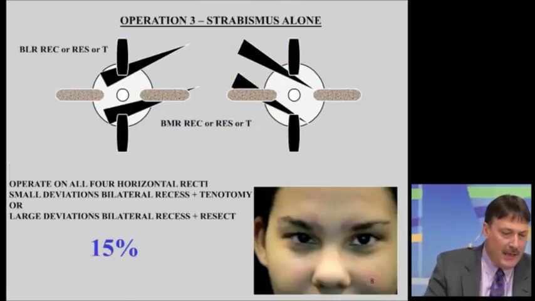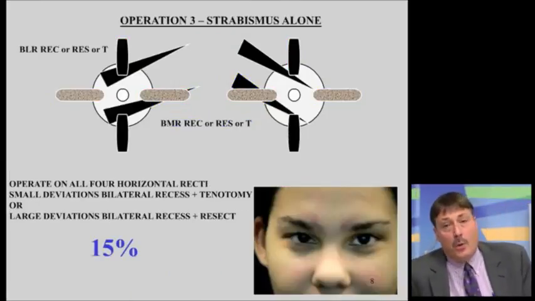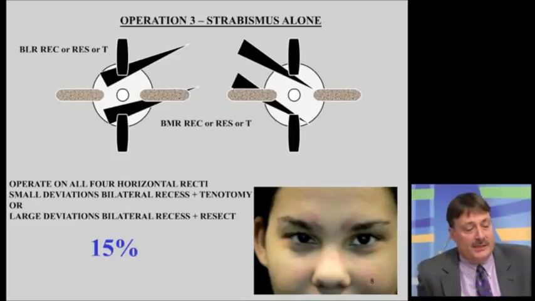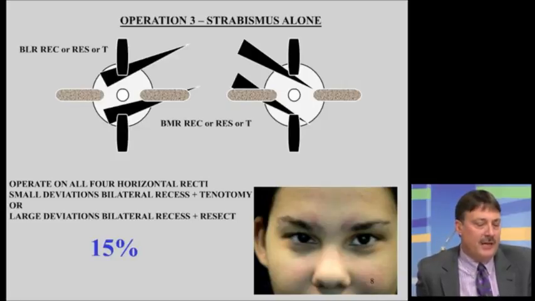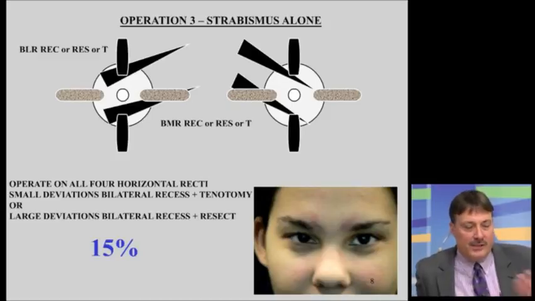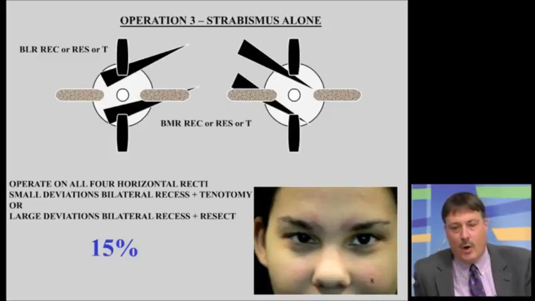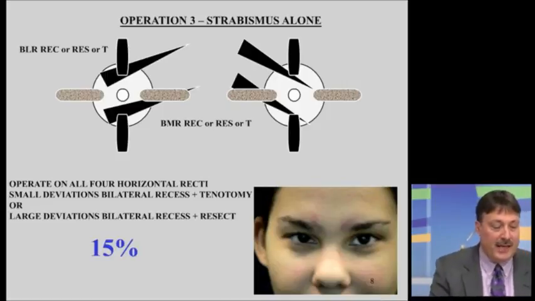Third most common is strabismus alone. So straight head, strabismus, and nystagmus. I just operate on all 4 horizontal recti, however you like. You can do a BMR recess with a BLR tenotomy for ESO, or you can do little bits of R&Rs, or you can do resects and tenotomy. However you want to combine the 4 horizontal recti to take care of only the strabismus will help the nystagmus.